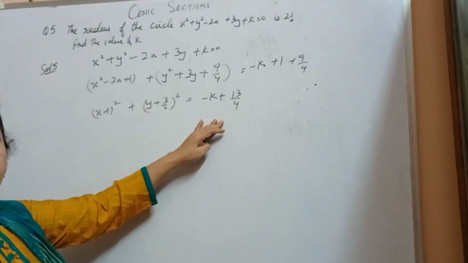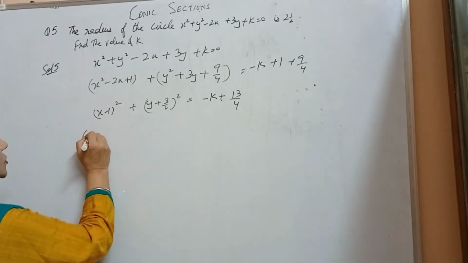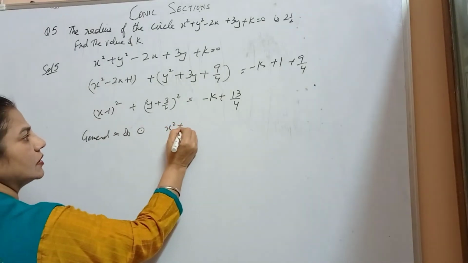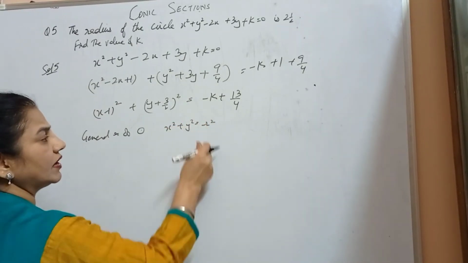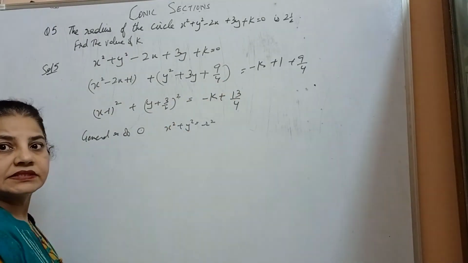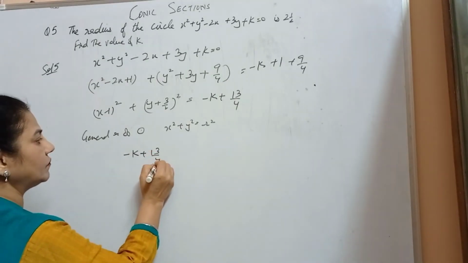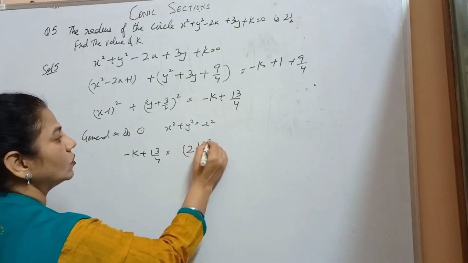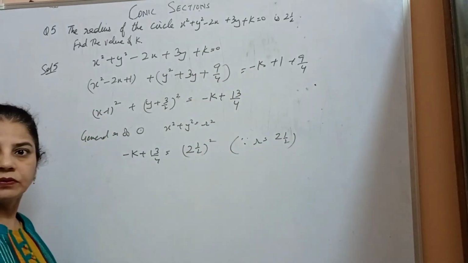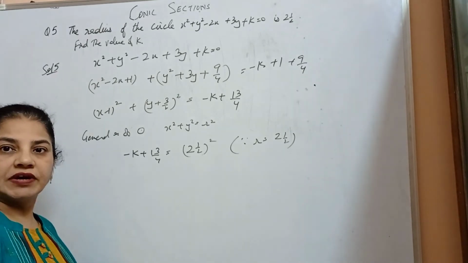This is the r square. The general equation of a circle is x square plus y square is equal to r square. If I compare this with the above equation, r square should be equal to minus k plus 13 by 4. So minus k plus 13 by 4 should be equal to (2 and 1 by 2) whole square, because the radius is given to us as 2 and 1 by 2. So 2 and 1 by 2 means 5 by 2, and 5 by 2 whole square is 25 by 4.